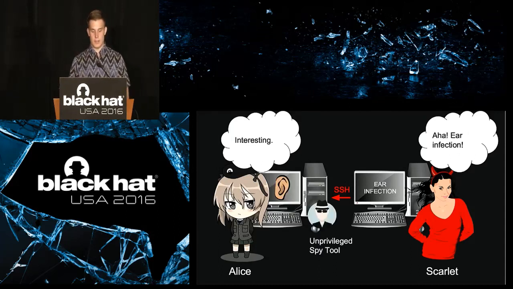Here's how it's going to work. Scarlett is going to log in with SSH and run an unprivileged spy tool that's going to watch Alice's web browser through a cache side channel. From the information it gleans through the cache side channel, it's going to determine which of those 3 pages Alice is visiting.